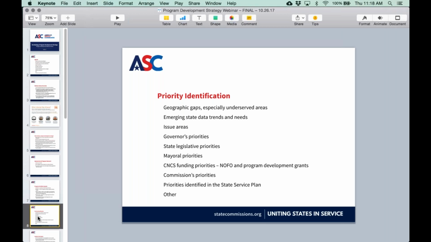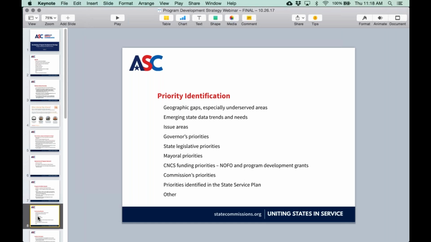A nice example of that is the Commonwealth Corps in Massachusetts. Although this is not an AmeriCorps program specifically, the governor and the state legislature came together many years ago and put together state funding that helps support an AmeriCorps-like program in the Commonwealth of Massachusetts that addresses a number of community and statewide needs. So that was alignment with the governor's interests and an opportunity for the commission to develop something in that area. The next is state legislative priorities.